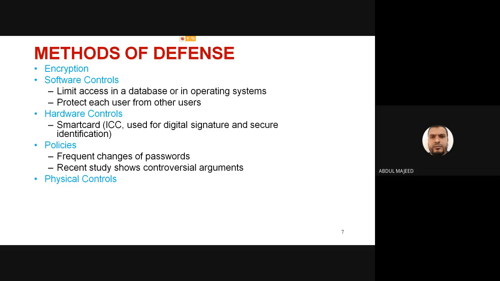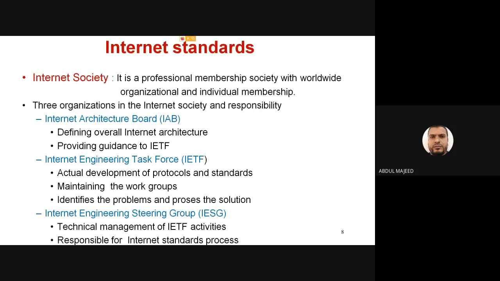Then physical controls are there, right? Locking the room, locking the system, such precautionary measures we can call physical controls. So these are the additional suggestions or methods of defense. In that way also we can protect our data from opponents.